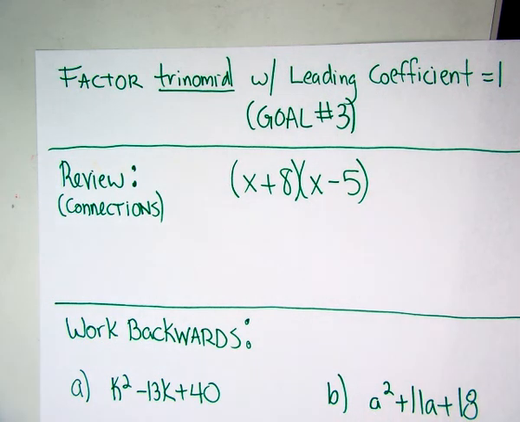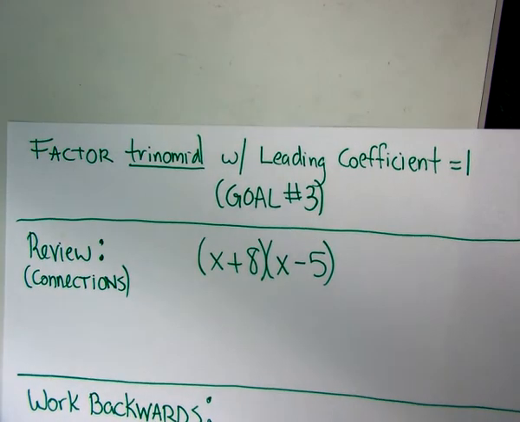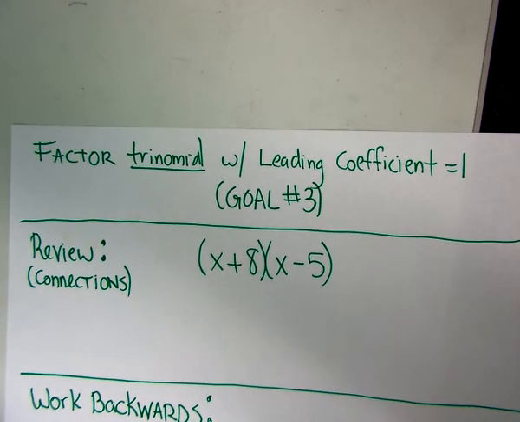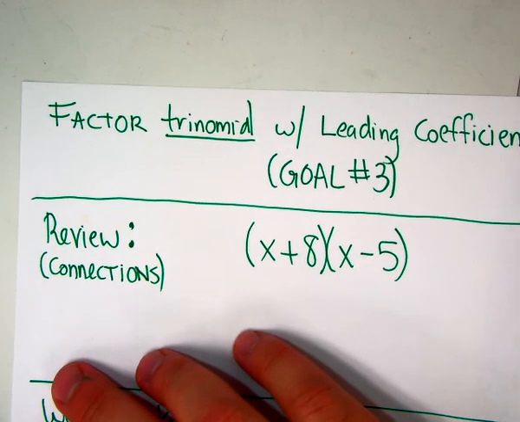Hi everybody, welcome to goal number 3 of p4p5. In this goal we're going to be factoring trinomials with leading coefficient equal to 1. Before we actually start doing this, I need to do a quick review with you so you can see the connections between what we've done and what we're doing.